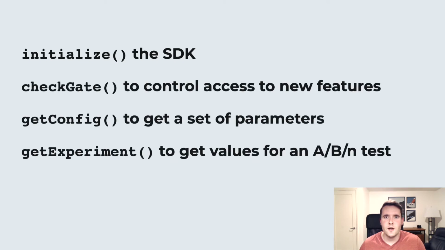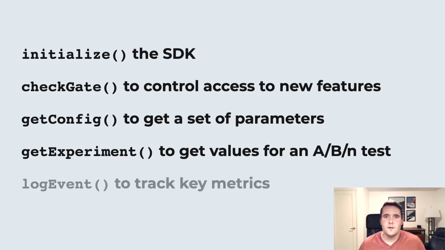After Statsig is set up, you can call checkGate to get the value of a feature gate, getConfig to get the value of a dynamic config, or getExperiment to get the group of values associated with a user for the experiment. Finally, you can log events to Statsig, which will eventually be used to analyze the performance of your features and experiments.